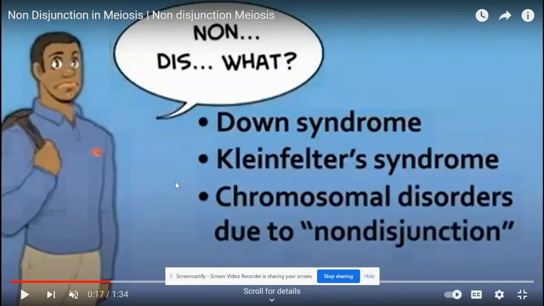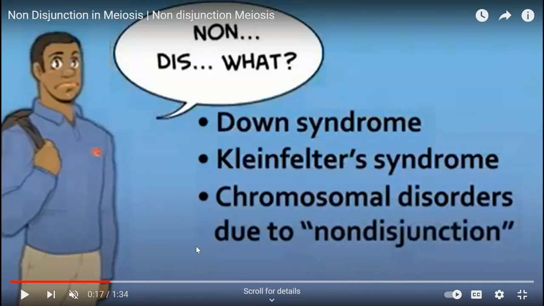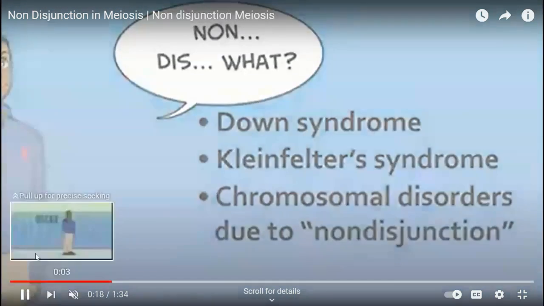Some types of chromosomal disorders that result from non-disjunction would be Down syndrome and Klinefelter syndrome, and these result because the gametes have either too few or too many chromosomes. So let's look at this visually.